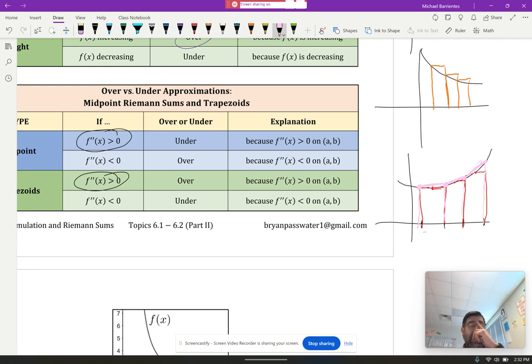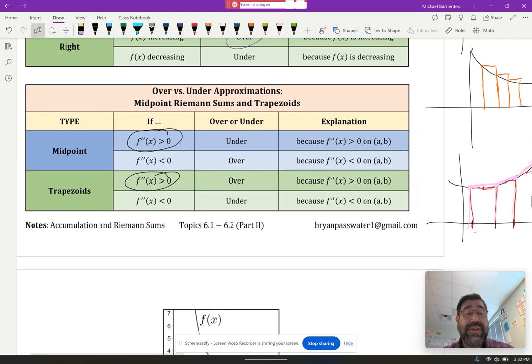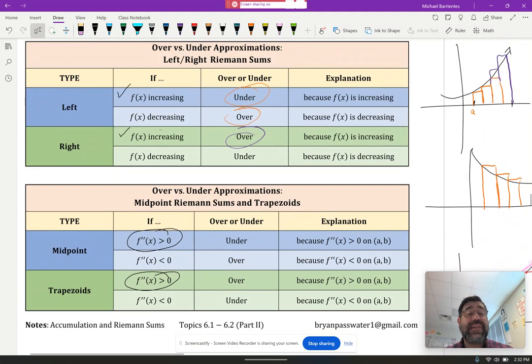And so we're going to use the second derivative, which talks about concavity, to tell us whether or not it's an over or underestimate for midpoint and trapezoid approximations. And so as we go through this next exercise, just keep in mind this table.